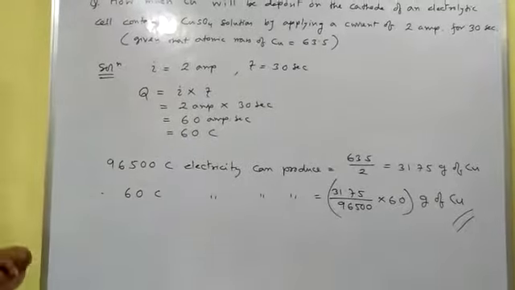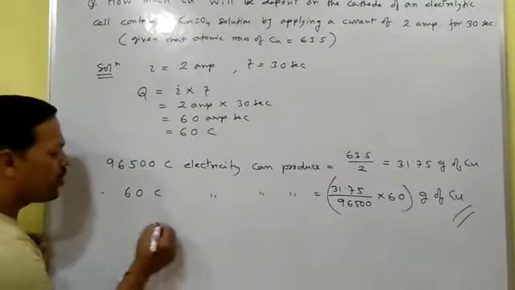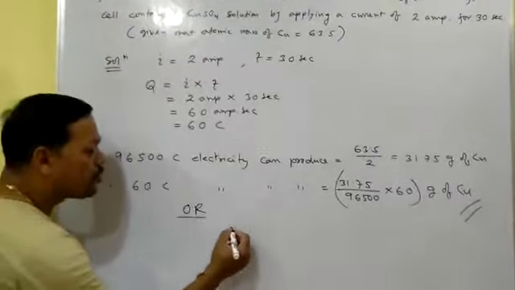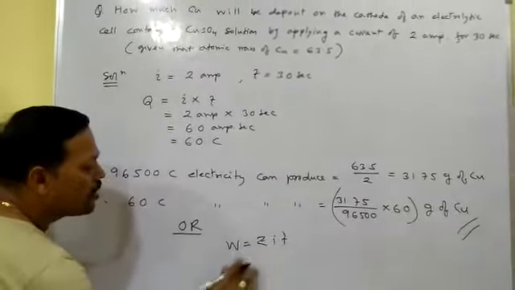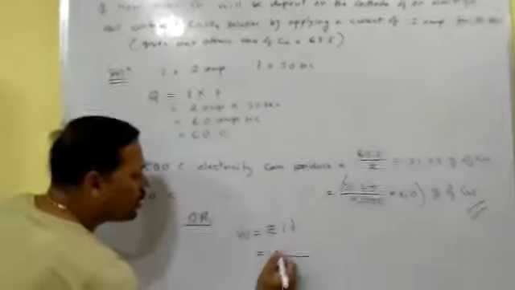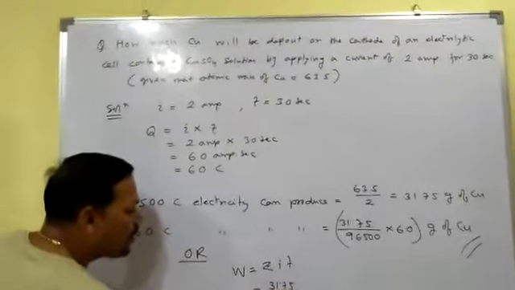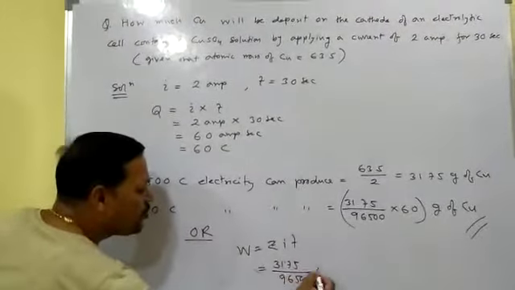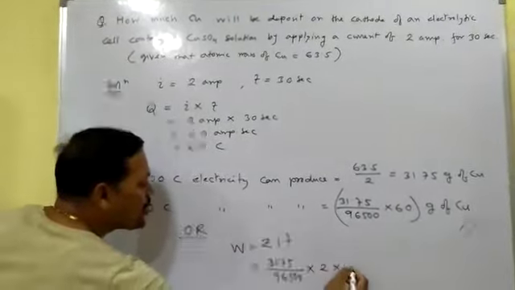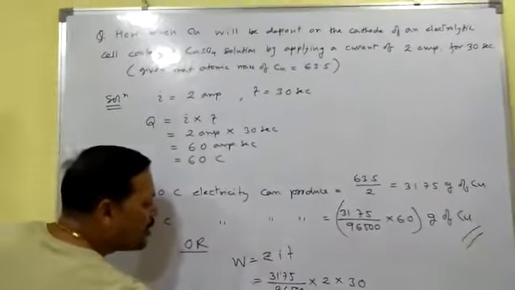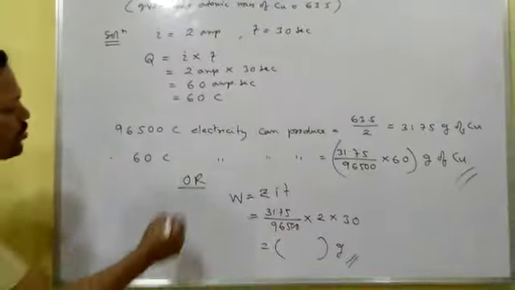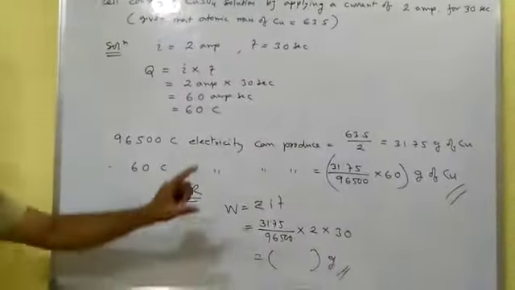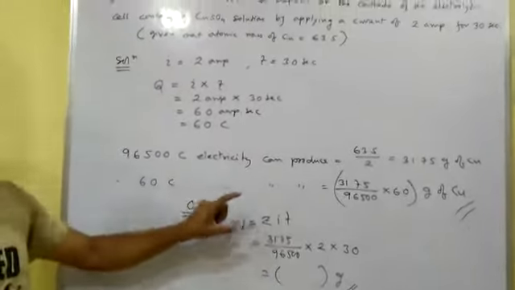You can do it this way, or you can do it another way also. W is equal to ZIT, one formula I have given. Z means equivalent mass divided by Faraday 96500. I is given as 2 ampere, time is given as 30 seconds. Just do it and you will get the amount of copper in gram. Any one method you can apply to find the amount of copper deposited on the cathode. Thank you.